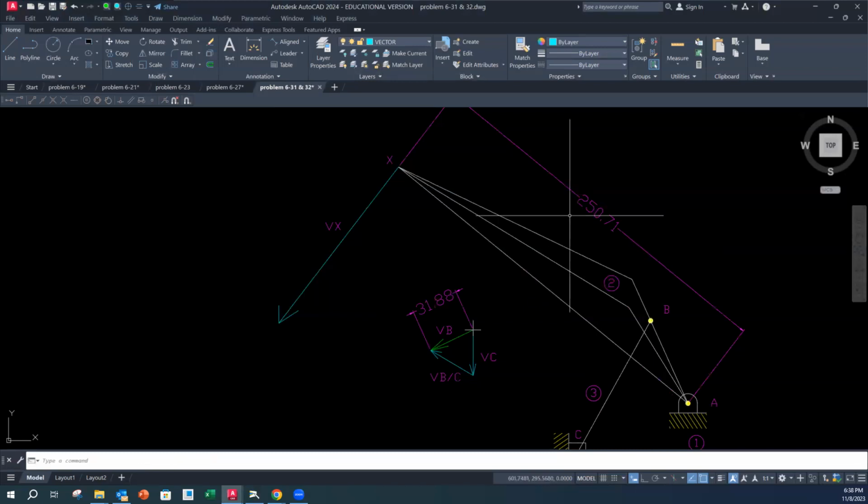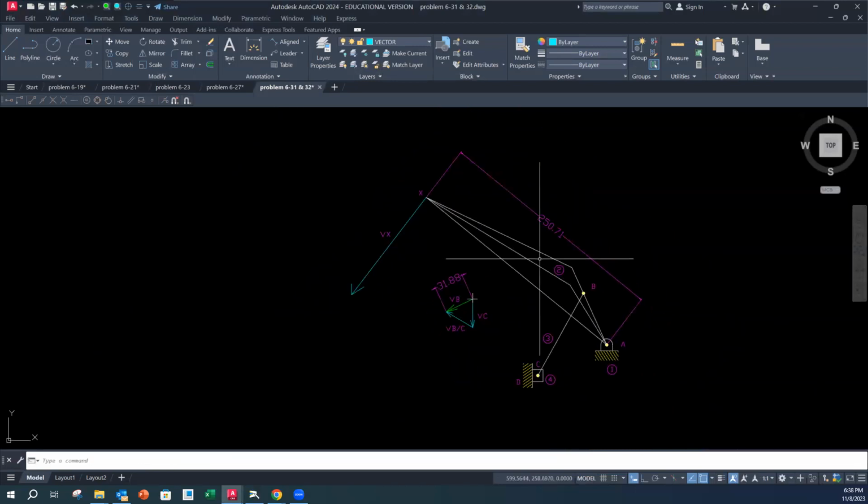X. There we go. Okay, so make sure that's on your diagram, perpendicular to its line back. Make sure that this dimension is on there, the 250.71, and that this is drawn to scale with its arrowhead going down and to the left. Okay, now as far as handing in, this would be your screenshot, including the VX.